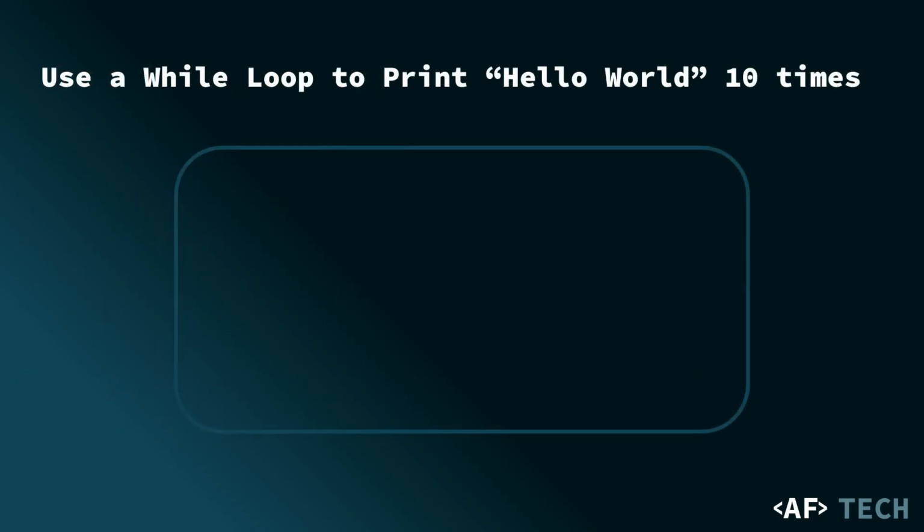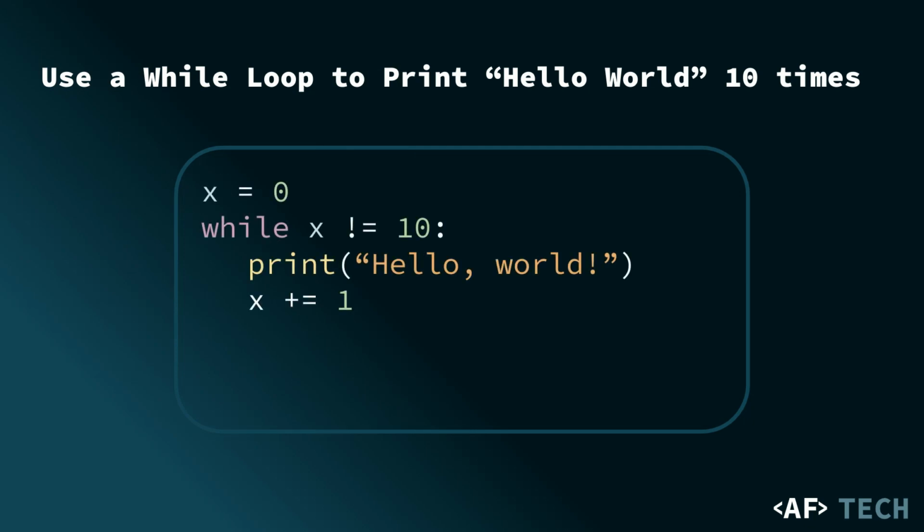Use a while loop to print hello world 10 times. You'll set a counter variable, mine is called x, and I say while x is not 10, we will print hello world, and each time we will increment x by 1.